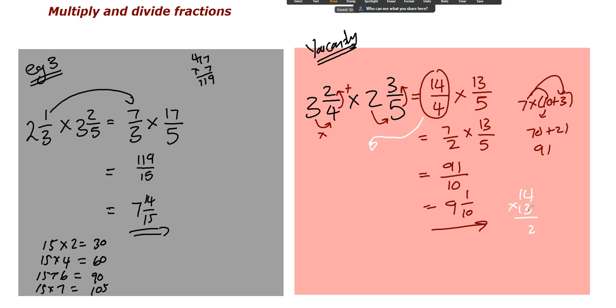3 times 4 is 12. 3 times 1 is 3 plus 1 is 4. Put a 0. 1 times 4 is 4 and 1 times 1 is 1. So I end up with 182. That's 14 times 13, which gets you 182. So this would end up as 182 if we multiply those two.